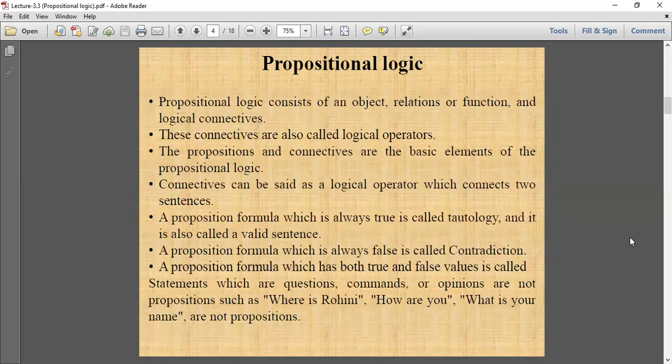A proposition formula which is always false is called a contradiction, and a proposition formula which is always true is called a tautology, and it is also called a valid sentence. A proposition formula which has both true and false values is called a contingency. Questions, commands or opinions are not propositions, such as where is Rohini, how are you, what is your name are not propositions.